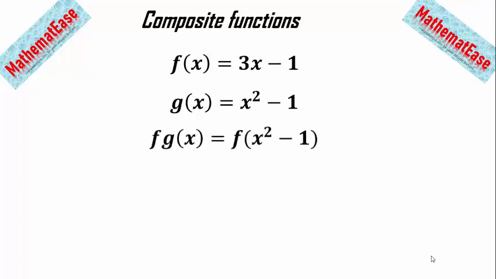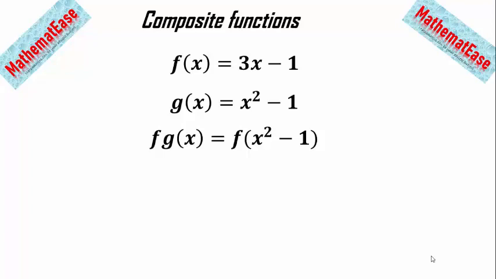Now, f of g of x is equal to f of x squared minus 1. You know that g of x is equal to x squared minus 1. It's as if that g of x is representing x squared minus 1. Now, when I have f of g of x, which is x squared minus 1, it will be f bracket x squared minus 1.